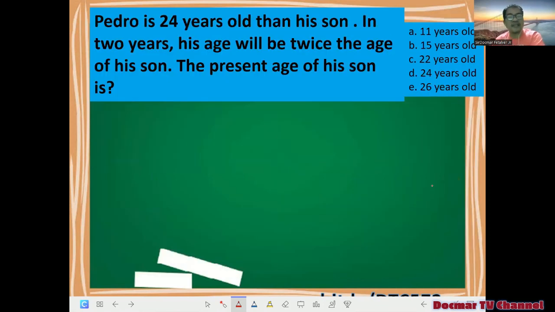Next slide is, of course, we have to answer this problem. Pedro is 24 years older than his son. So what is being asked here? The age of Pedro and his son.